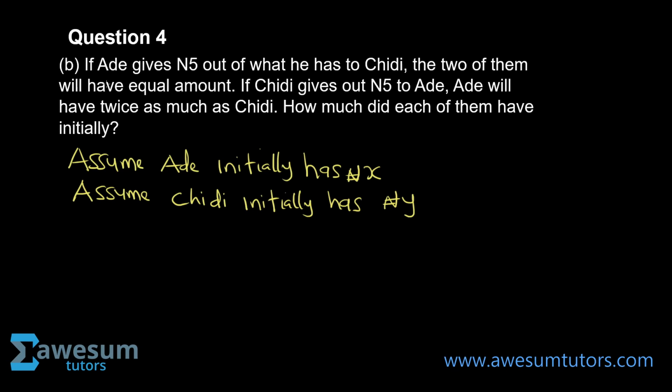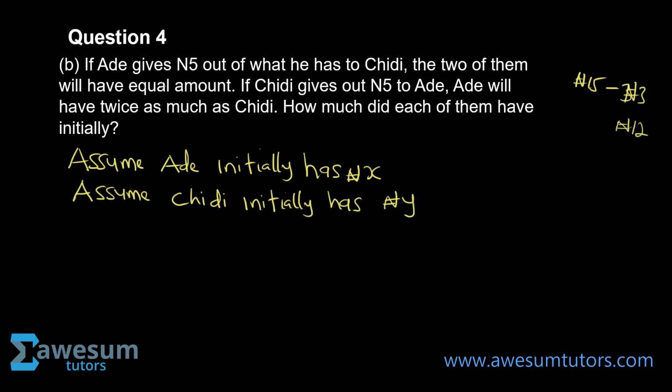Now let us interpret each of these statements and convert them to an equation. The first one says, if Ade gives 5 naira out of what he has. Take note, he initially has what? X. Now he is giving out 5 naira. So what do you do in that? Take for example, you have 15 naira, and then you are giving out 3 naira. It means you are going to subtract, right? Now you're going to have 12 naira. So that is what we are trying to say right here.